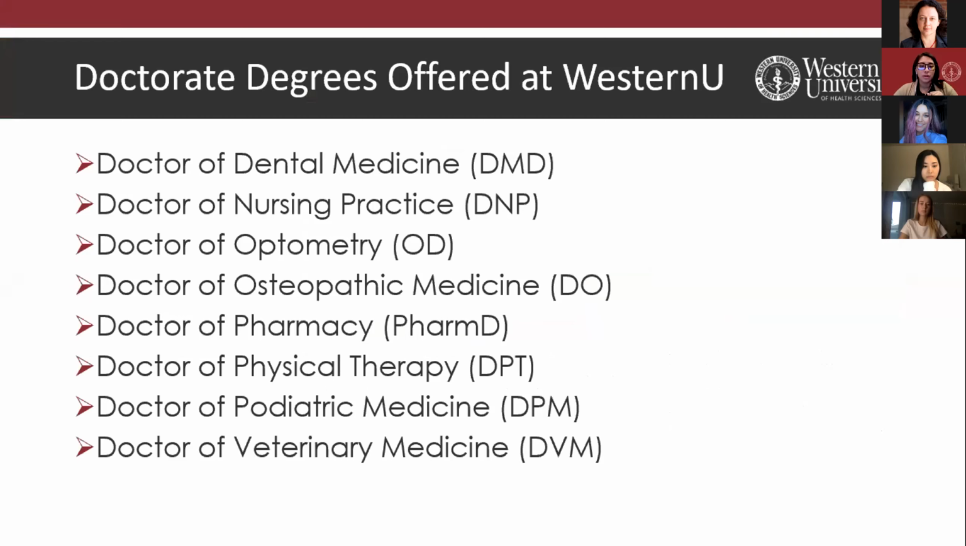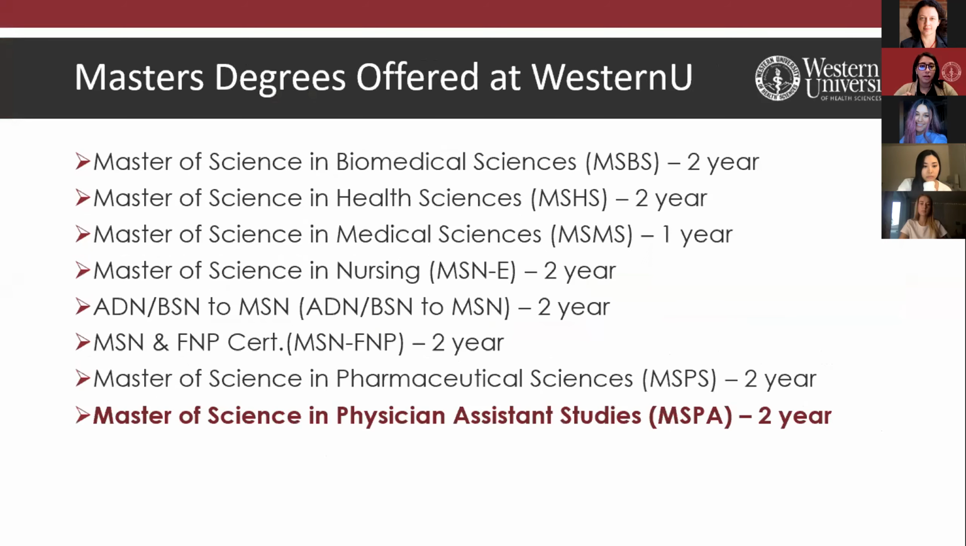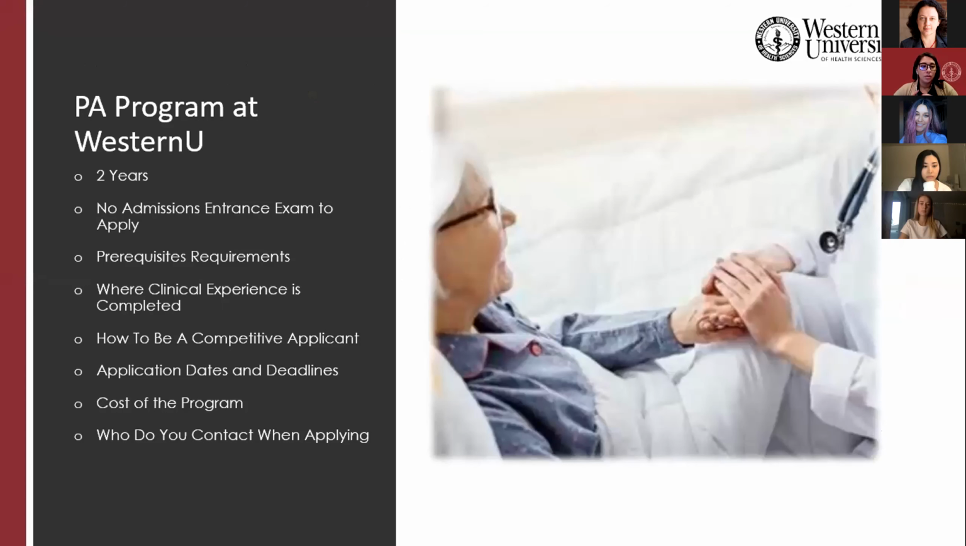This is a list of our doctorate degree programs that we offer if you're looking to further your education or your career. Master's degrees that are offered, and we're going to be talking about the PA program here at WesternU. So our PA program, this is an outline of what we'll speak about. Our PA program is 2 years. We do not have an admissions entrance exam to apply. We'll talk about prerequisite requirements, where you'll be doing your clinical experience, how to be a competitive applicant, and then application dates and deadlines, which is very important, and then the cost of the program, and then who to contact when you apply.